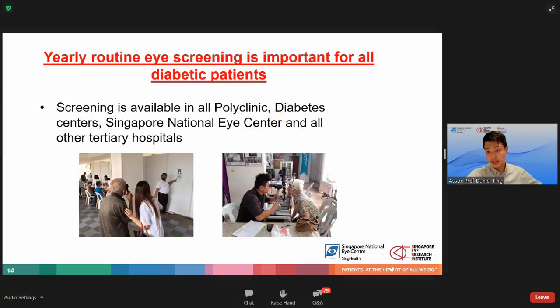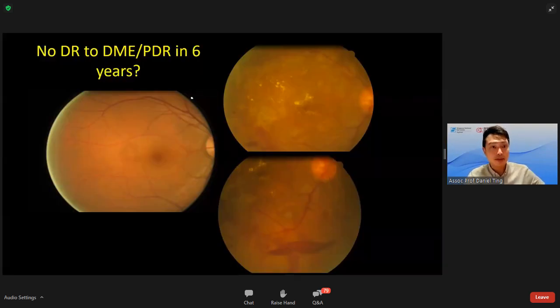So in Singapore, if you are detected with diabetes and you're a subsidized patient, you will be screened in the polyclinic settings. And if you're in the GP settings, I hope the GPs will also send the patients to the eye specialist to check the eyes for any presence of diabetic retinopathy.